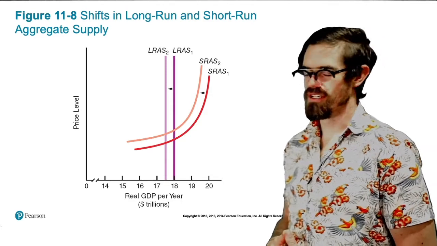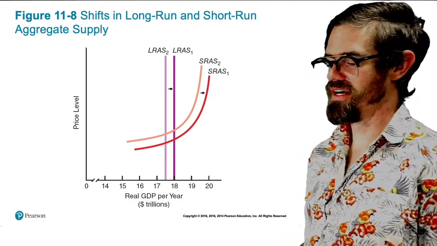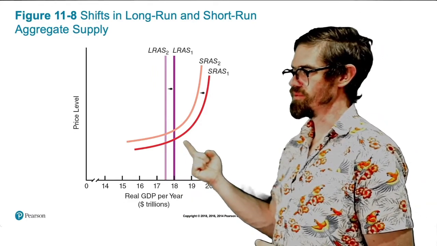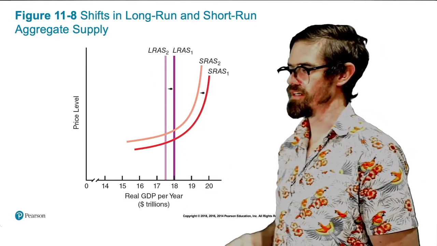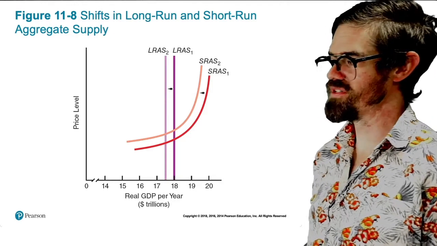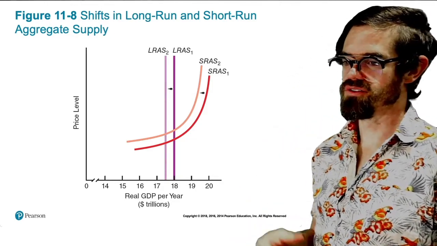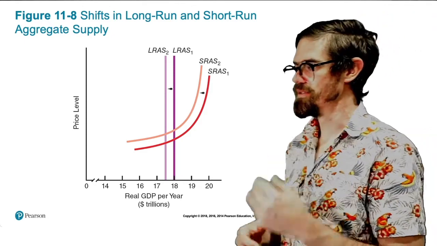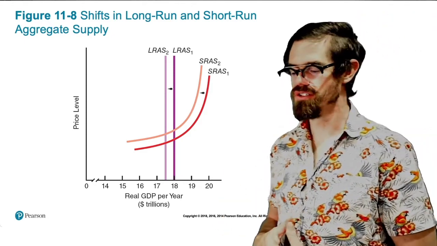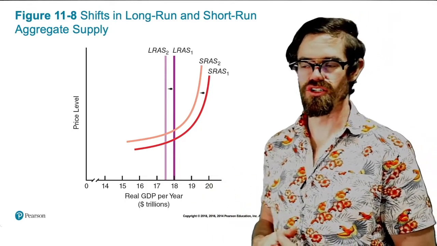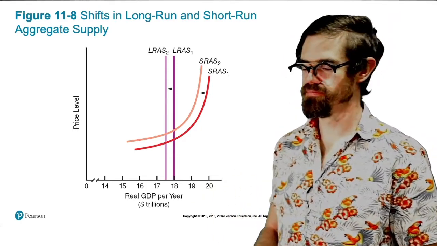All right, so here's an example of something that increases long-run aggregate supply, and because it increases long-run aggregate supply, it also increases short-run aggregate supply. Okay, so this would be something like the development of a new technology that allows people to be more productive, and it's a permanent change. It could be, again, the discovery of oil or some other energy resource, something like that.